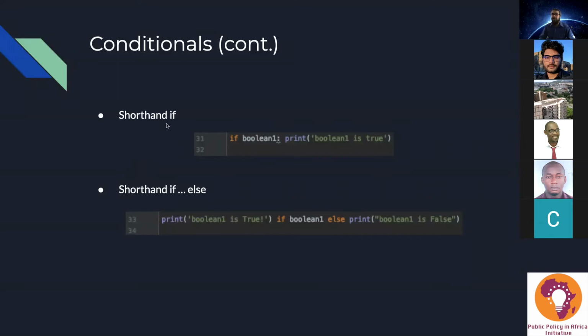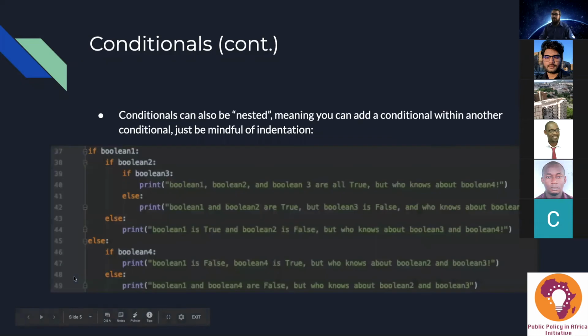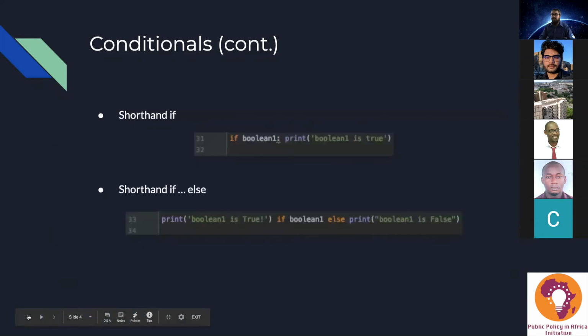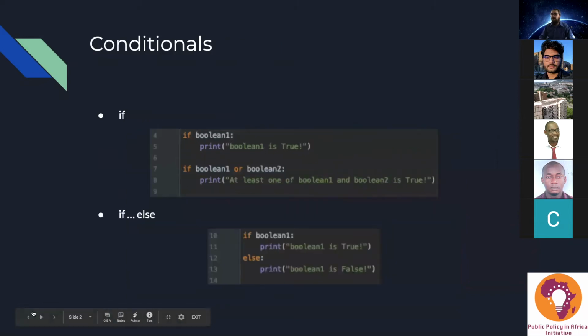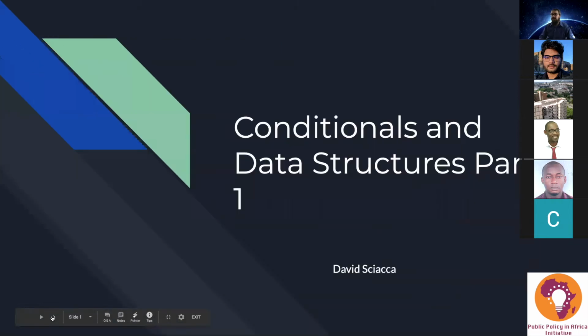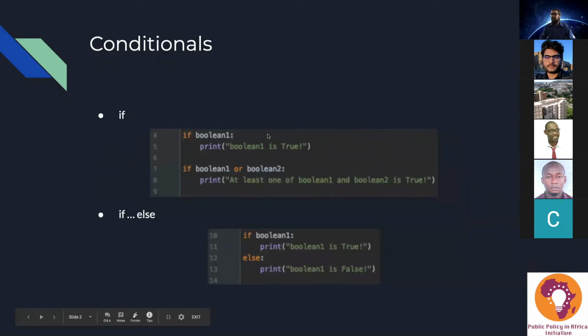So we can have a shorthand basic if, where we just have if, the Boolean, and then colon, and then the value we want to print. So it's basically just like what we saw up here with just our simple if, except we just moved that up here. So it basically makes it a one-line if statement.